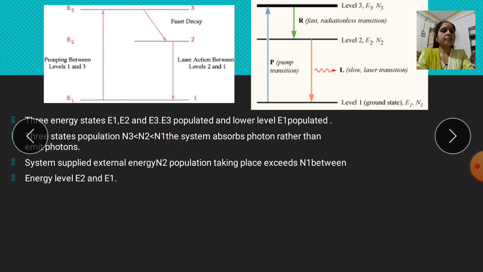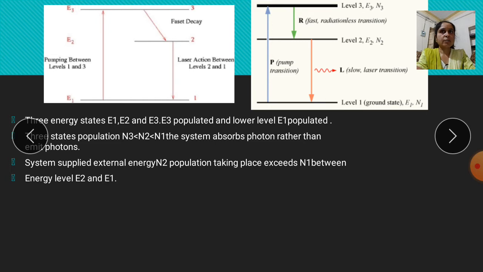The system absorbs photons rather than emitting photons. This is the representation of absorption and emission of photons, the photonic phenomena of absorption and radiation, where the absorbed photons result in emitted photons in the same direction.